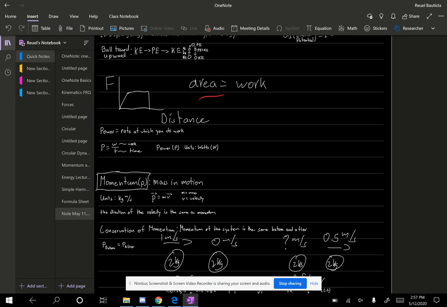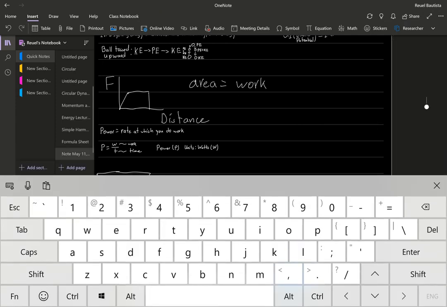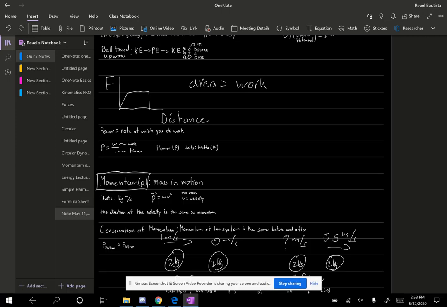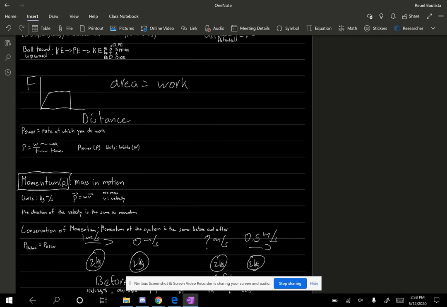Okay, so next let's do power. Power is directly relevant to work. Power is the rate at which you do work. So how fast are you doing the work? How much energy are you transferring per second? How fast are you at transferring energy?